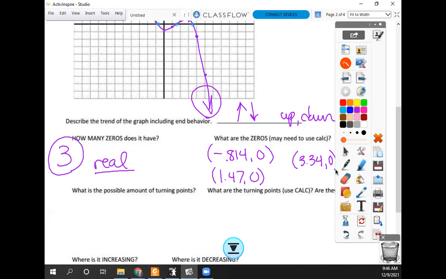If you just wrote x equals this, this, and this, I would be happy with that. You don't have to write them as ordered pairs if you don't want to. Okay, so if you just want to write x equals that, that's fine.